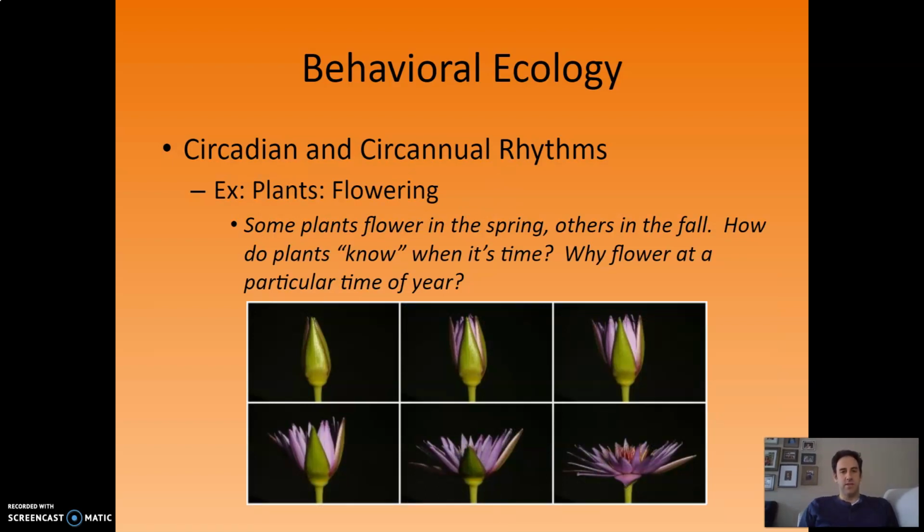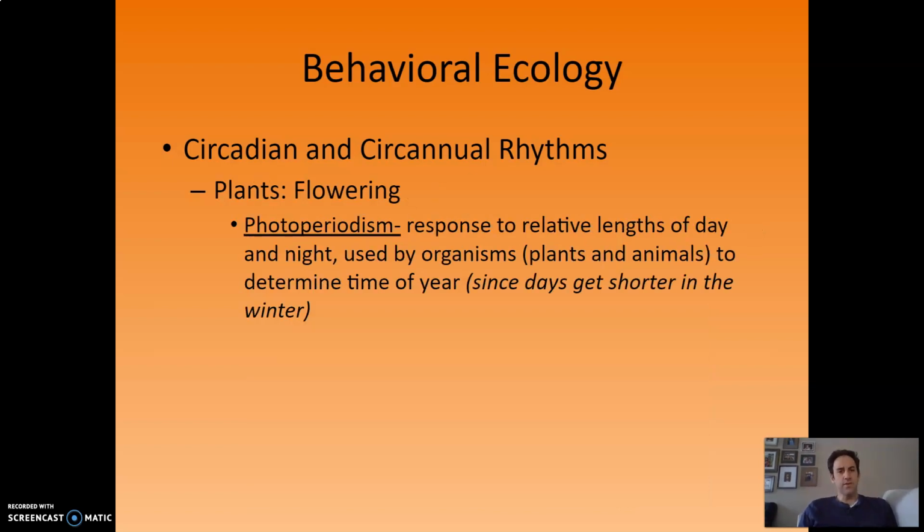Some plant species will flower in the spring, others in the fall. And so a good logical question might be, how do plants know when it's time? And then why do they flower at a particular time of year? Why not just flower all the time? Doesn't it seem like that'd be better? Well, at the root of all this is something called photoperiodism, which is a response to the relative lengths of day and night. And this is how organisms, both plants and animals, figure out what time of year it is.